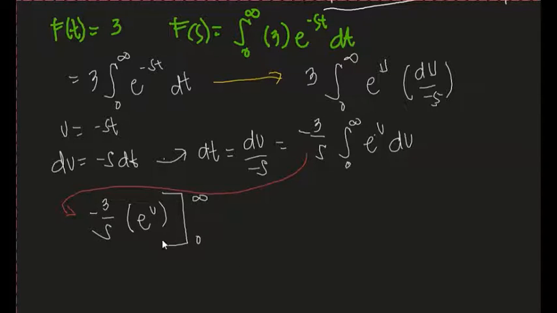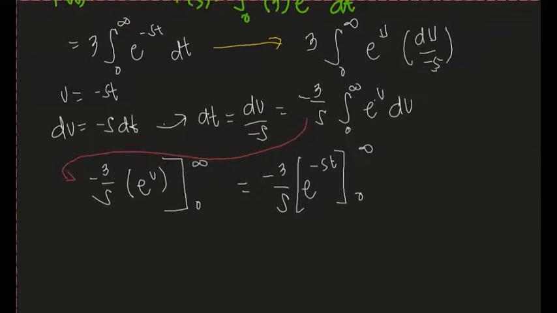our function now. So take note, we cannot substitute directly in u, but we have to back substitute the value of u. So, this is equal to negative 3 all over s e raised to negative st evaluated from 0 to infinity.